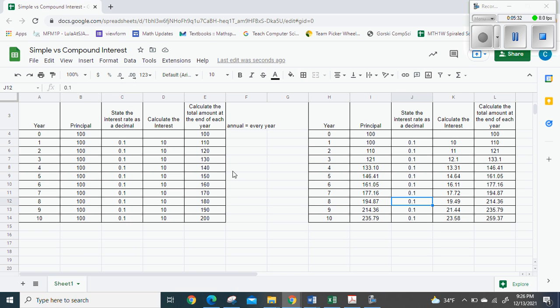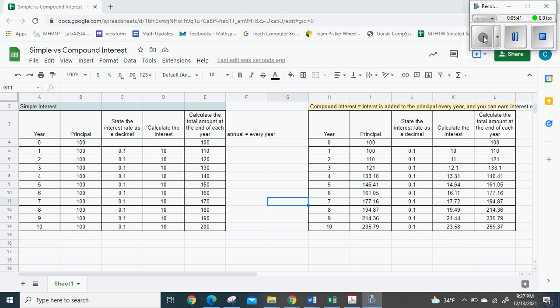Okay. Now, how does this look in a graph? Great question. Okay, let's make our graph. What we're going to do is click and highlight our years, because that's going to be our x-axis. And then if I hold Control, I can now highlight just that last column. So now I've got my two columns, my x's and my y's. I'm going to click Insert, Chart.